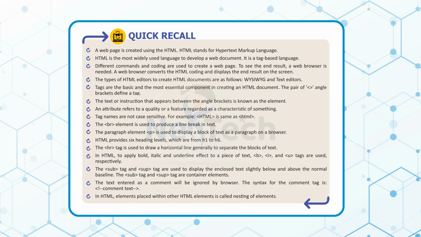The br element is used to produce a line break in text. The paragraph element is used to display a block of text as a paragraph on a browser. HTML provides 6 heading levels, which are from H1 to H6. The hr tag is used to draw a horizontal line, generally to separate the blocks of text. In HTML, to apply bold, italic and underline effects to a piece of text, the b, i and u tags are used, respectively. The sub tag and sup tag are used to display the enclosed text slightly below and above the normal baseline.